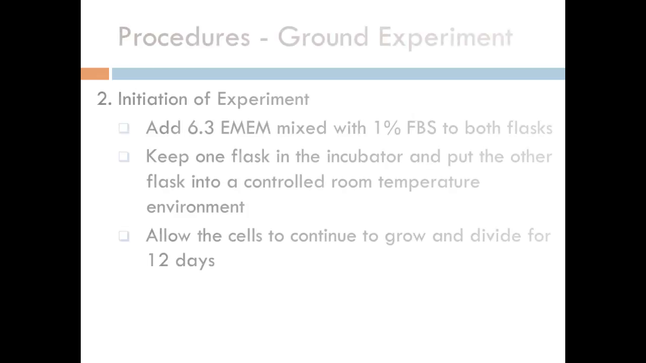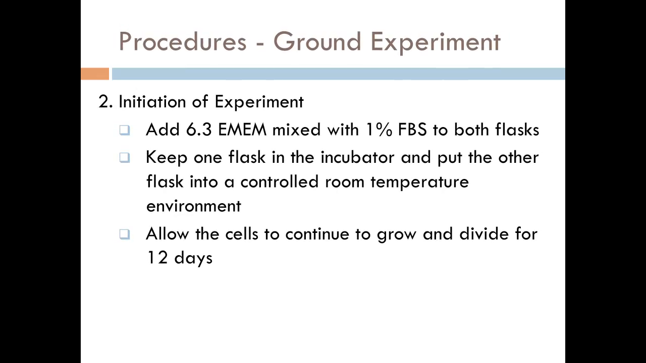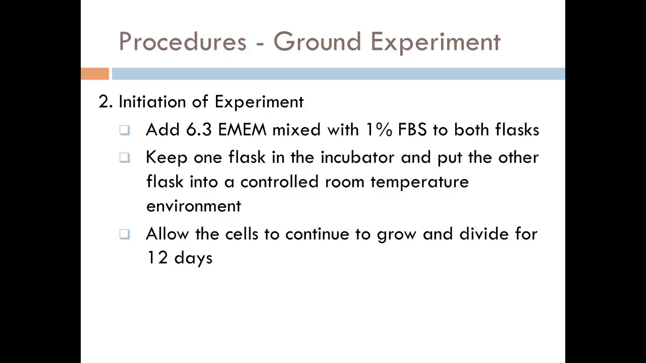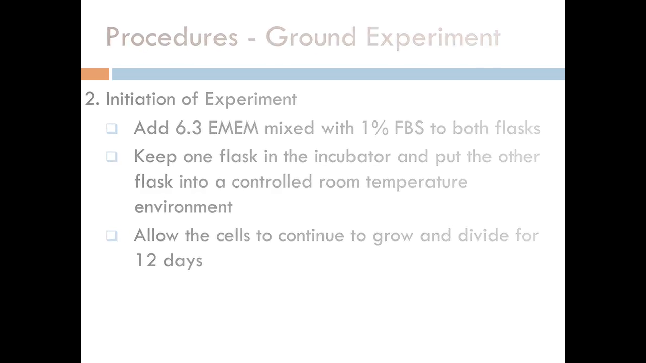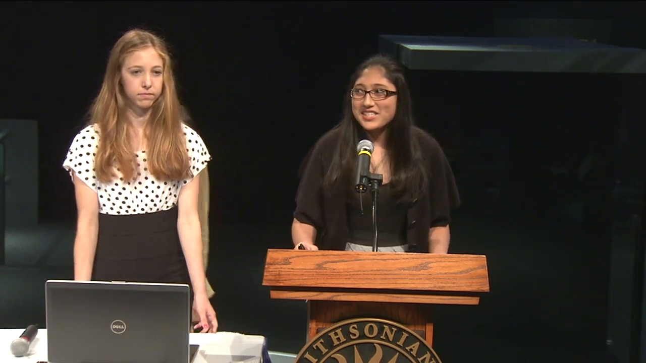The following day, we added 6.3 milliliters of Eagle's minimum essential medium with 1% fetal bovine serum to each of the flasks. We kept one in the incubator and allowed another one to stay in a controlled room temperature environment. We allowed both flasks to incubate for 12 days so that they can grow and divide. Then we had to count the cells.